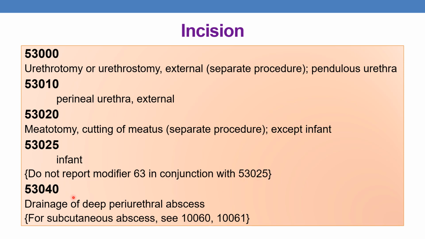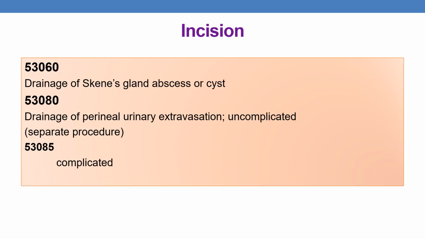The next CPT is 53040, drainage of deep periurethral abscess. And for subcutaneous abscess, you need to refer to 10060 and 10061. The next CPT is 53060, drainage of Skene's gland abscess or cyst. Next is 53080, drainage of perineal urinary extravasation, uncomplicated. And if it is complicated, it is given by the CPT 53085.